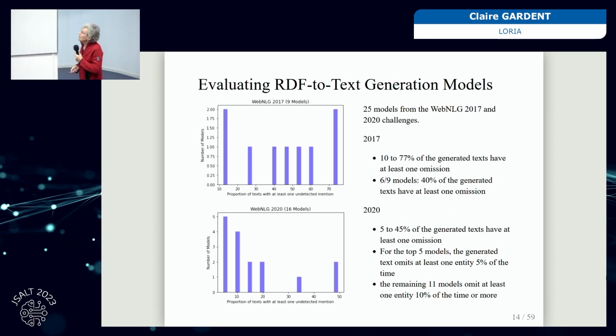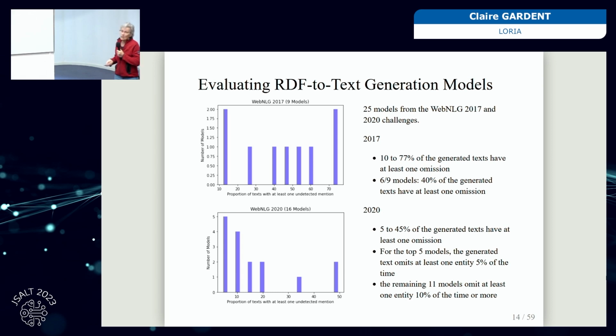And so we apply this metric to the output of the participants of the WebNLG shared task. This shared task is about generating text from graphs. And we had two sessions of this shared task, one in 2017, one in 2020. And in total, we had 25 models participating. So we can look at the output and find out how much the text generated by these 25 models omits some of the graph entities.